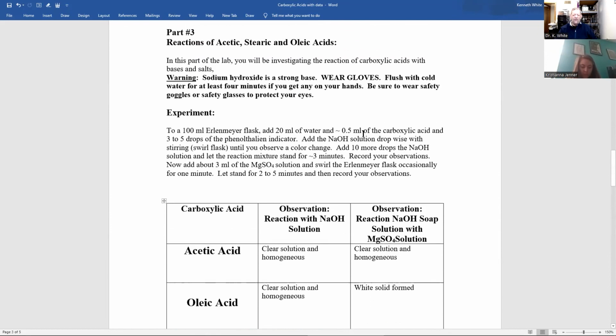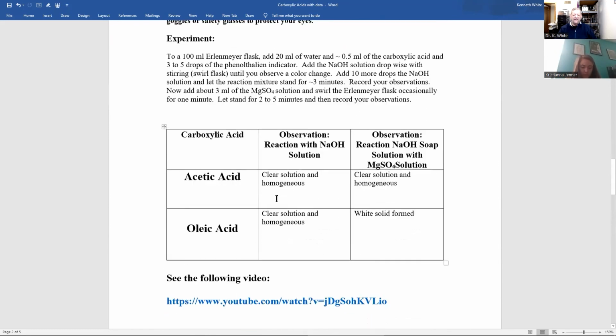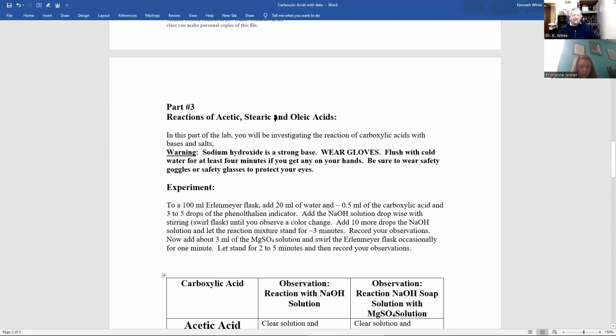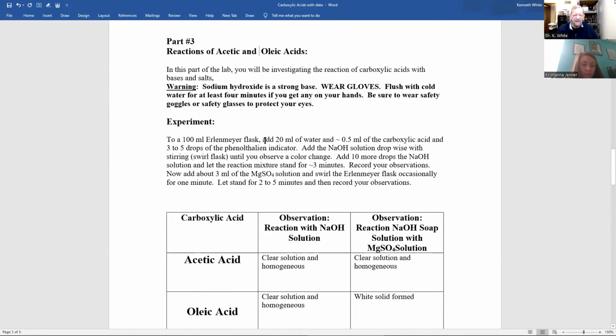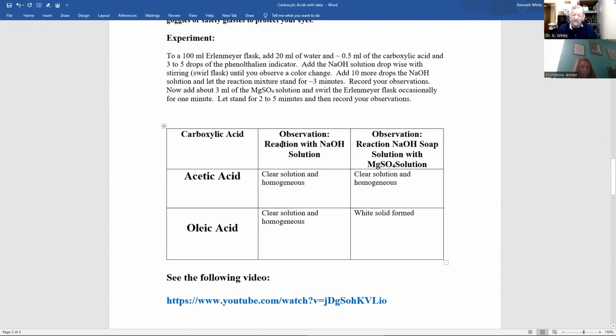Now, the last one is, and here we're really not doing stearic acid. I should have taken that out. Is the reaction of acetic acid and oleic acid with different compounds. And let's look at it. In each case, you're going to do this in an Erlenmeyer flask. You'll add 20 milliliters of water, about a half milliliter of the carboxylic acid, and some phenolphthalein indicator.